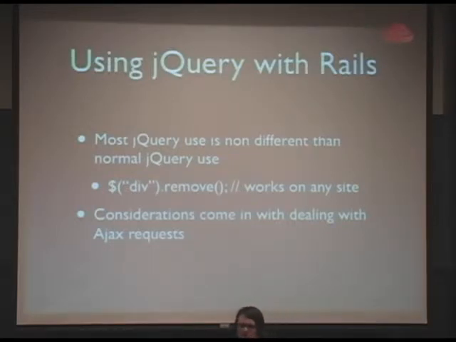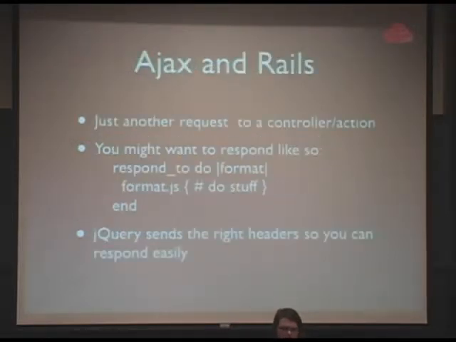A lot of this boils down to what the jQuery design philosophy is, and how you would use jQuery to interact with the web page. Specifically, you would use jQuery with Rails just like you would with any other web page, really no different. So you include jQuery and you can do commands, find divs and remove them. That doesn't change. The particulars come into play when you start doing Ajax, when you start doing requests to a Rails application.